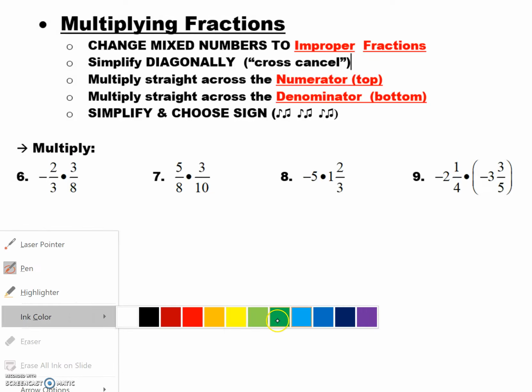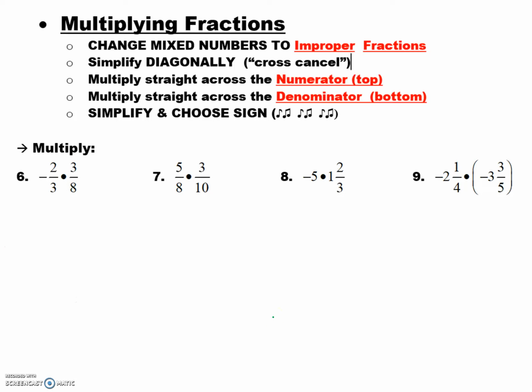Okay, so let's do this. All right, so first things first, we're going to change mixed numbers to improper fractions. So that's already done over here. These are already fractions. We're good to go. So step 1 is taken care of. We want to simplify diagonally.